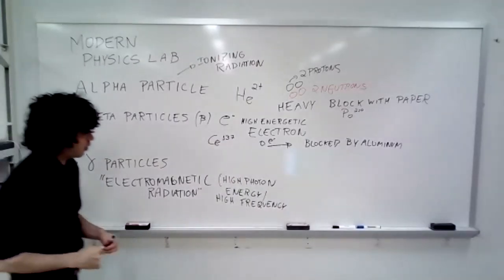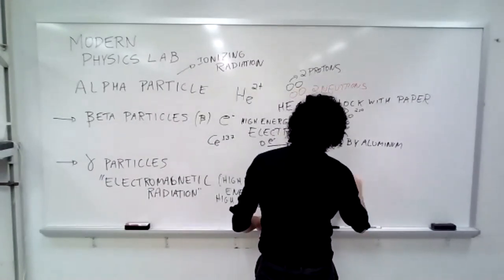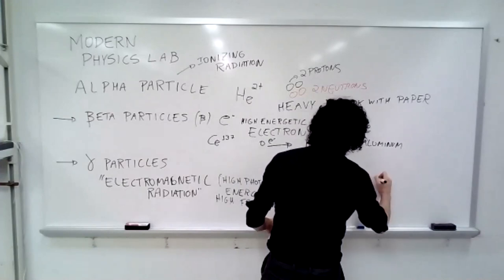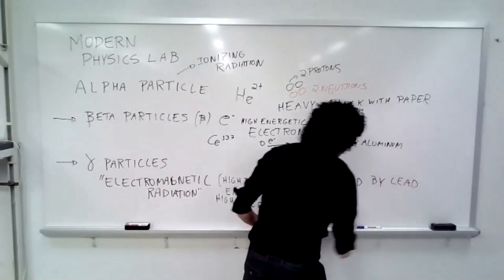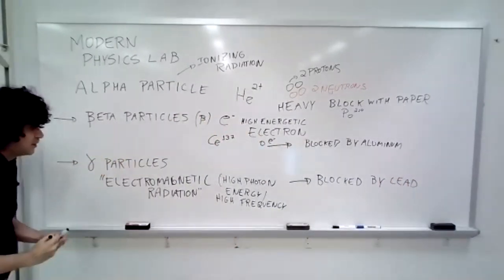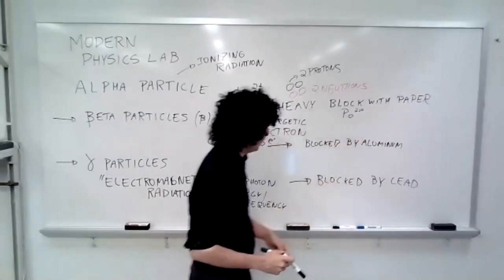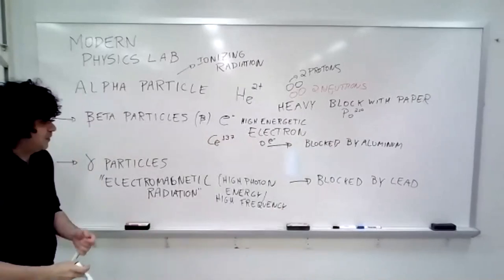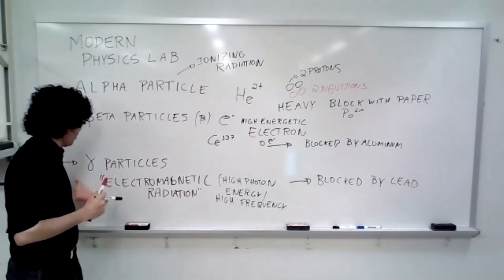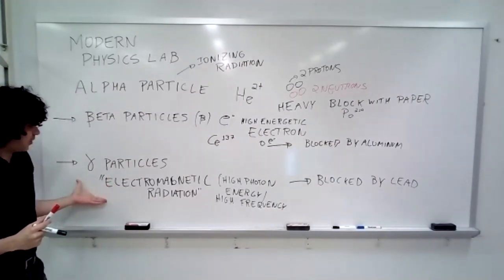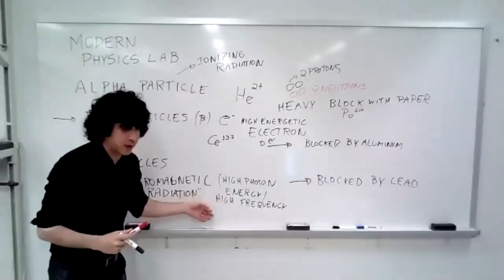And these particles can be blocked by, you cannot block with aluminum, you cannot block with paper, only by lead. So this is a quite dangerous particle because it can cause cancer, has a high frequency, high photon energy.